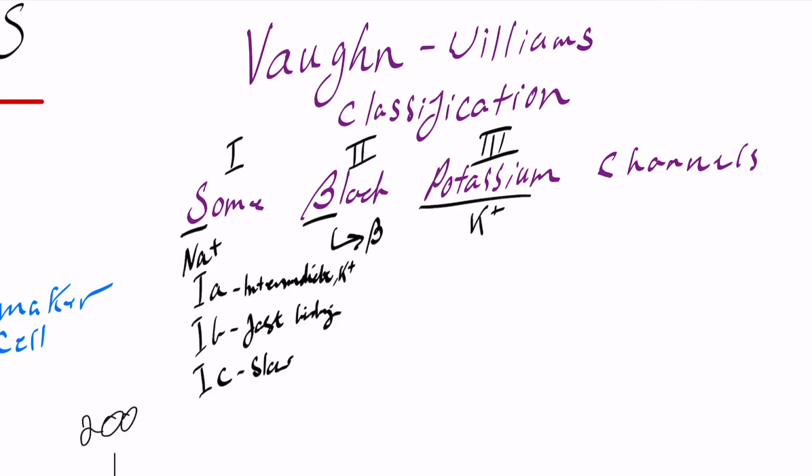So put a K here. And then lastly, channels has a C, and this is for calcium channel blockers. And these are your 4 classes of the Vaughan Williams classification.